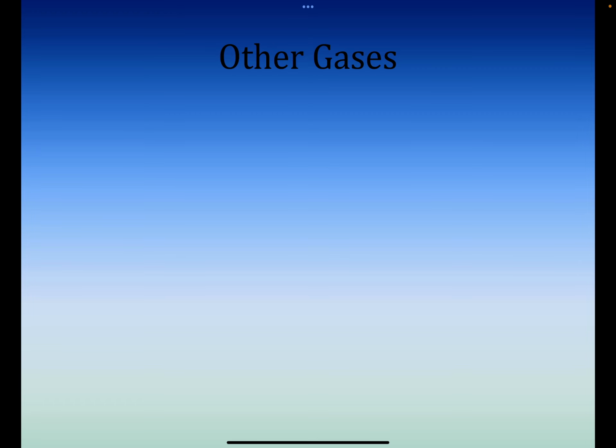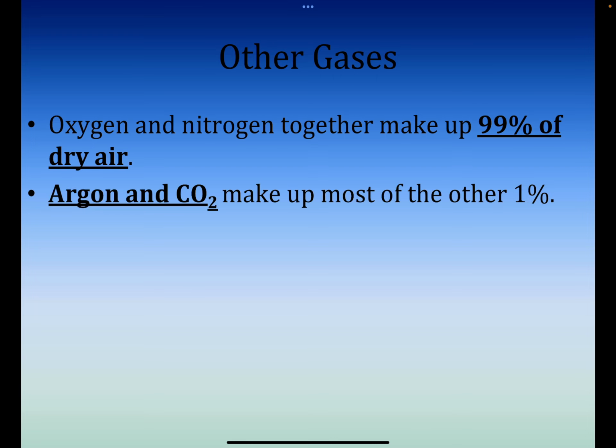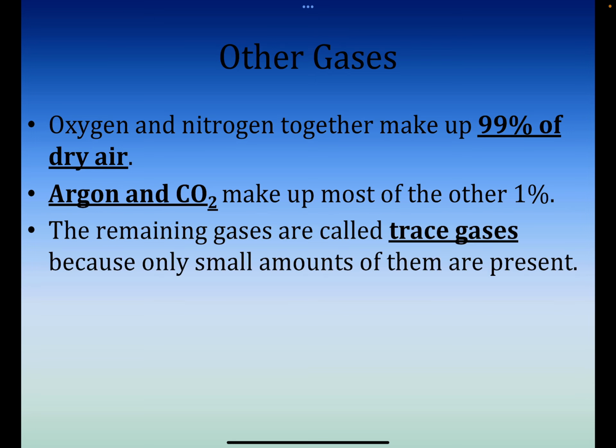All right, so let's look at some other gases. So oxygen and nitrogen make up 99% of dry air. So argon and CO2 make up most of the other 1%. But if you refer back to the previous table, you'll know there's 4 or 5 other elements that are found in trace amounts in our atmosphere. Which brings us to the remaining. So the remaining gases are known as trace elements because there's only a small amount of it present.